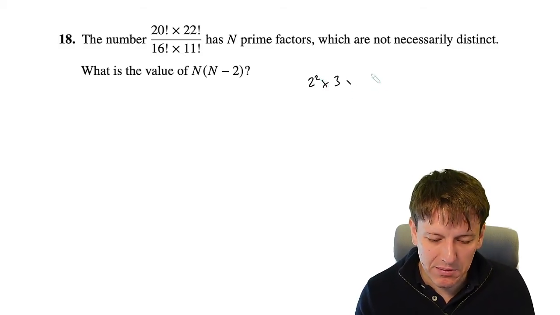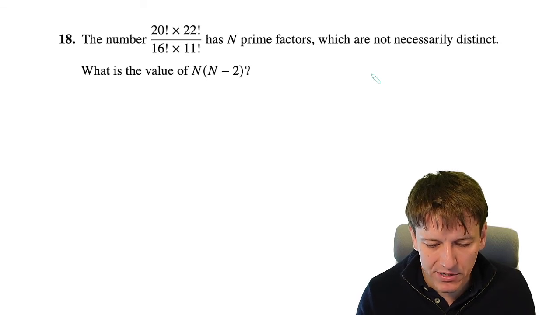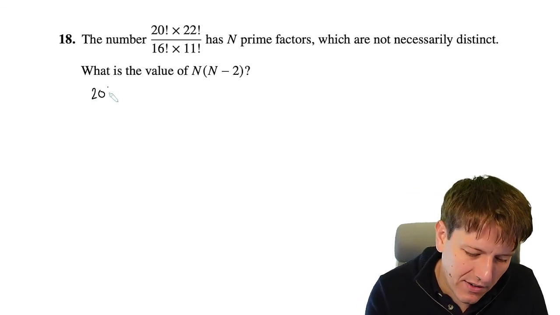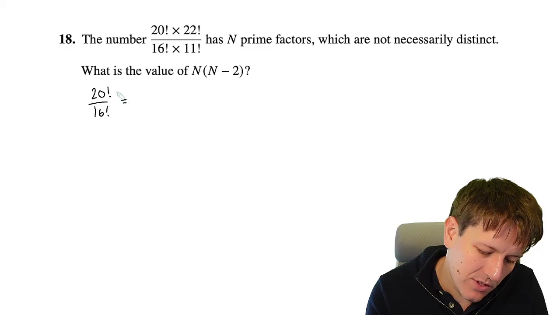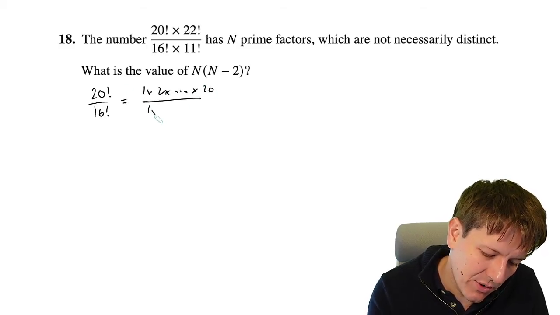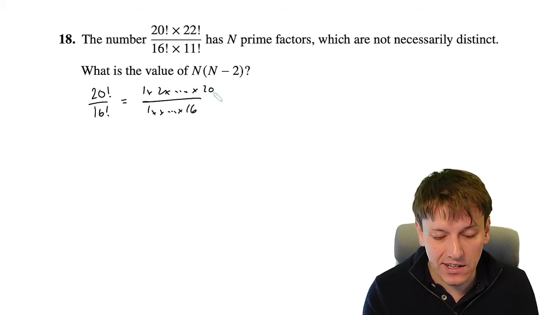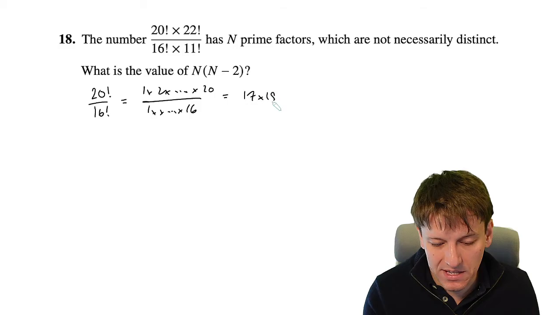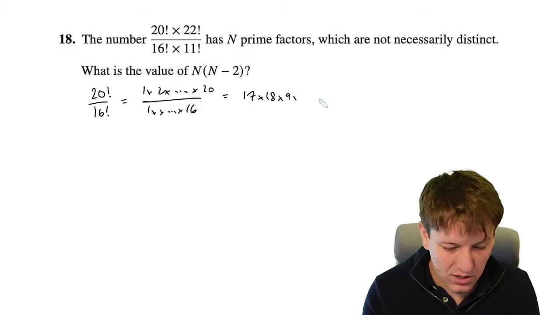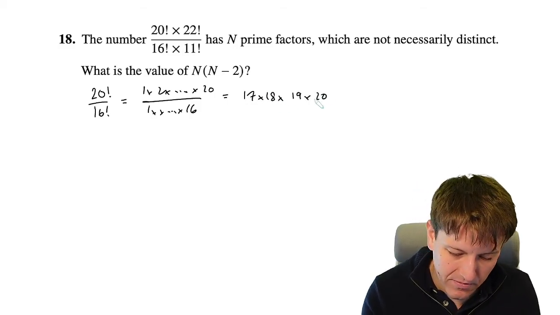So all of those are counted, including the repetitions. So if we just think about this number for a second, well, we've got 20 factorial over 16 factorial, so that would have 1 up to 20 multiplied together, and on the bottom I'd have 1 up to 16. So all the ones up to 16 would cancel, and I'd just be left with 17 times 18 times 19 times 20 on the top.